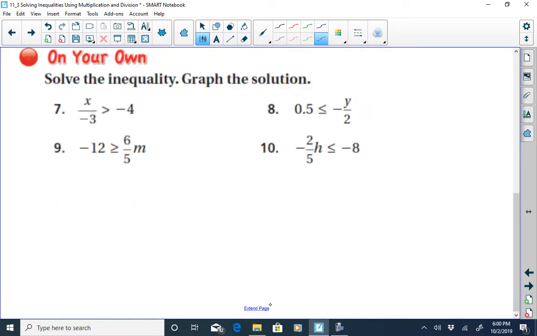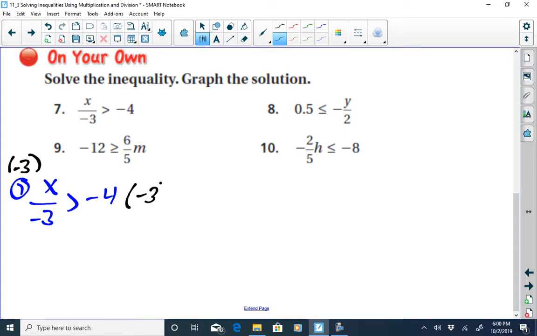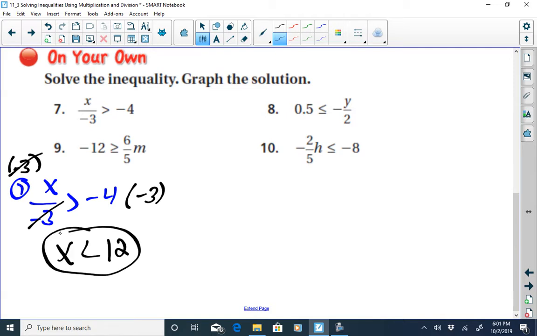Right? So let's try these examples here. So for number 7, first let's recopy it. So for problem 7, we have a number divided by -3 is greater than -4. We see that the variable is being divided by -3, so the inverse operation would be to multiply both sides of that inequality by -3. On the left side of the inequality, they cancel out, so we get x has to be less than negative times negative is positive, 4 times 3 is 12. There's my solution.